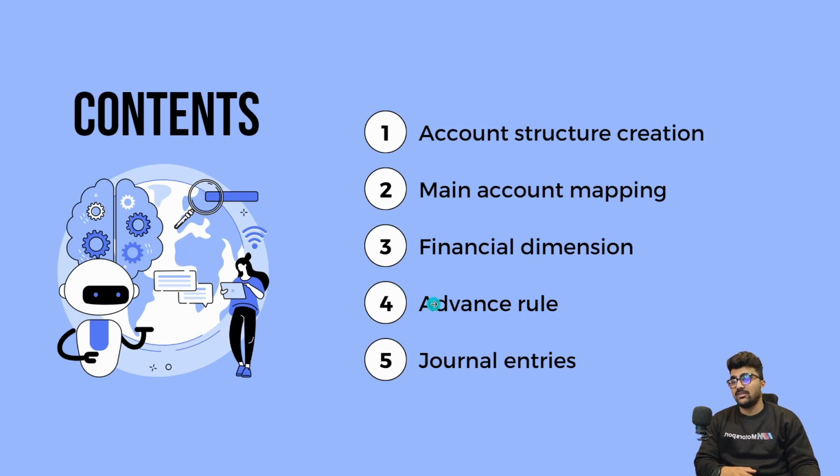So we have covered advanced rules and journal entries. I have showcased how this main account's financial dimensions are sequenced in D365 Finance and Operations with the account structure as well as journal entries. In the next topic we will be covering financial dimensions. So stay tuned for that, and we will cover it in depth, and I will show you the correlation between account structure and financial dimension.